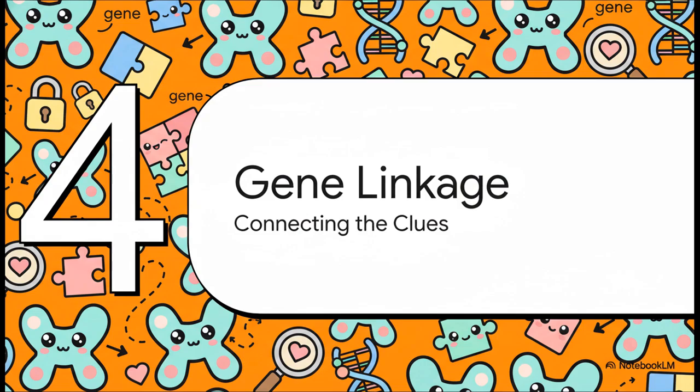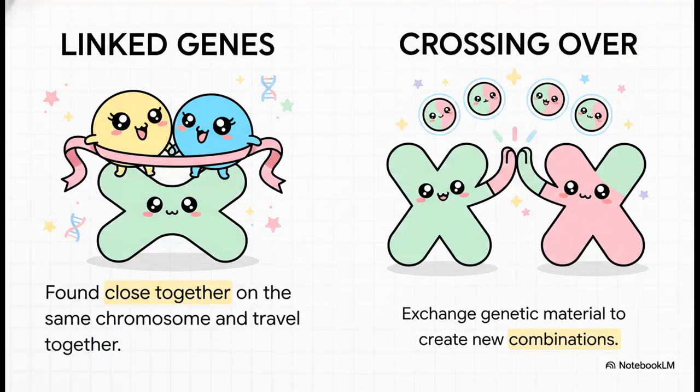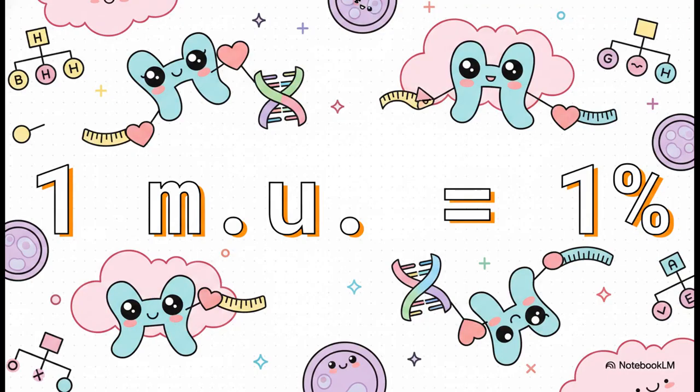Section 4. Mapping gene linkage. Connecting the clues. If genes are tightly linked together on the same chromosome, they actually defy Mendel's independent assortment. They tend to travel as a package deal. But, as we know, nature absolutely loves variation. Crossing over during cell division can occasionally separate these linked genes to create unique, recombinant gametes with brand new allele combinations.